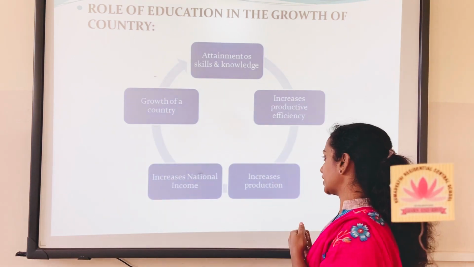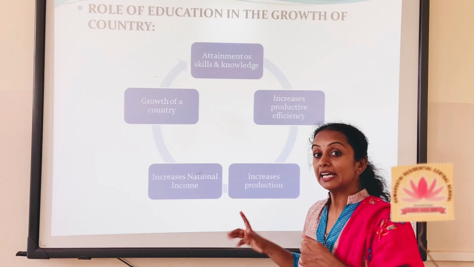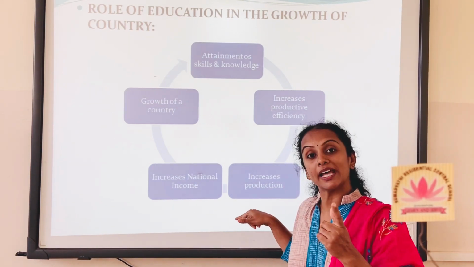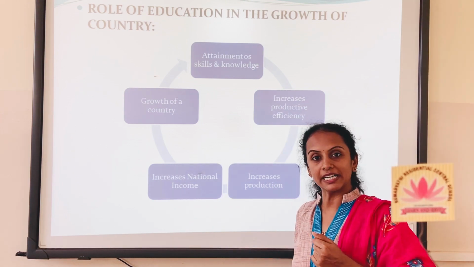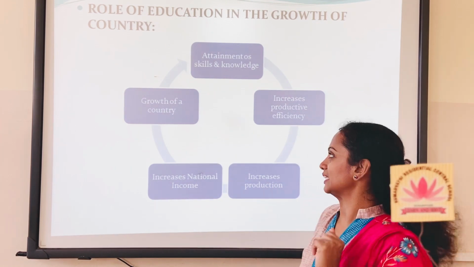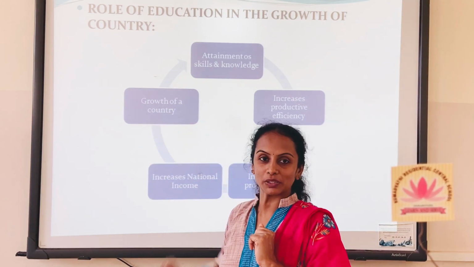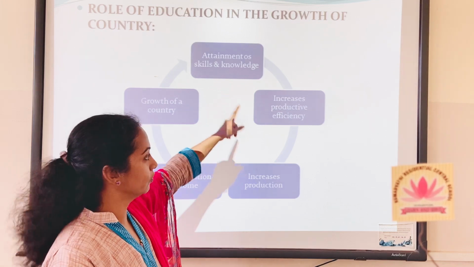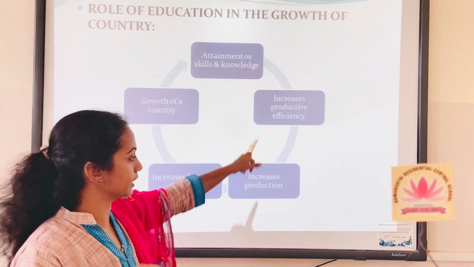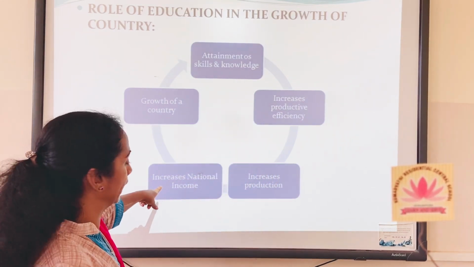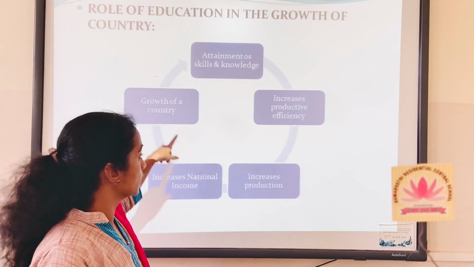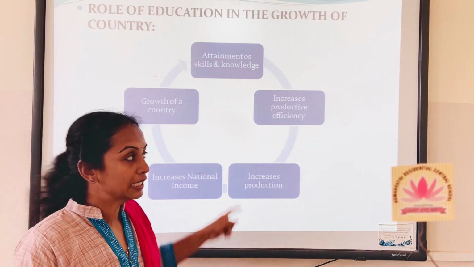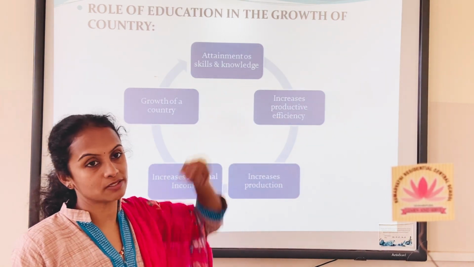And with that high productivity and efficiency, what happens? The production of the nation increases. With the production increase, what happens? The national income of the country increases. With the increase in the national income, it causes the growth of the country. So it is a chain link. You are educated, you will be skillful, you will put in more efficiency, naturally production improves and then your national income rises. So it causes the development of the nation. So the nation wants to develop. This is how education plays a role.